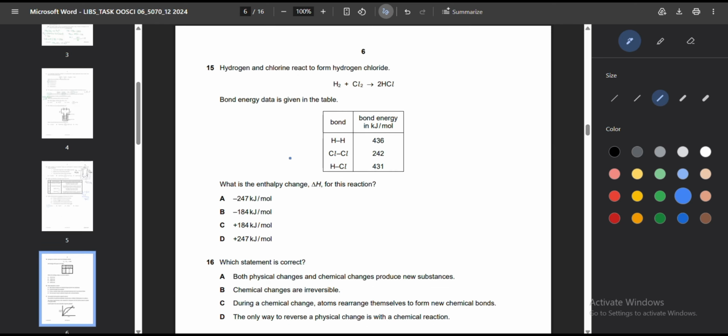All right, next is question number 15. Hydrogen and chlorine react to form hydrogen chloride. The bond energy data is given below. What is the enthalpy change delta H for the reaction? So again, we can write this reaction over here. It's a reaction between hydrogen and chlorine forming two HCl molecules.